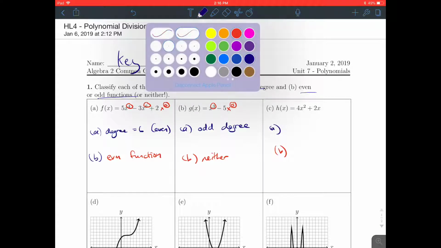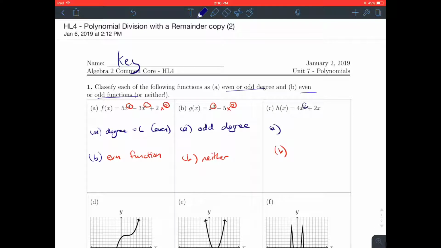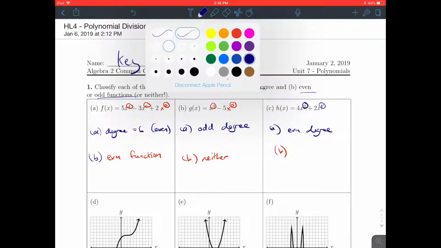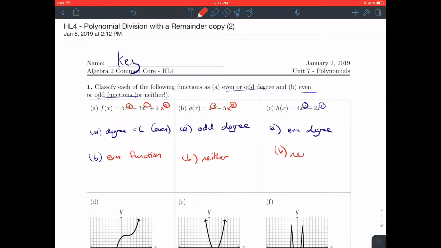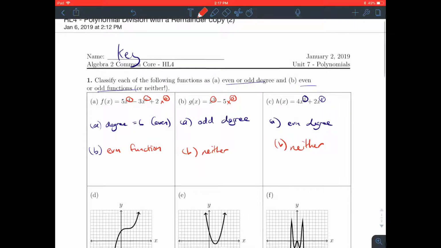For the next one, we've got highest power 2, which is an even degree. And then if we had to put a power for 2 times x, this would be x to the first power. So because we have a mix of even and odd numbers here, we've got neither in this case for the type of function as well.